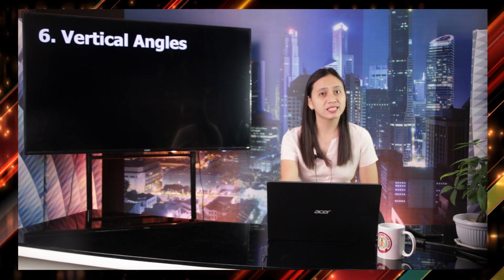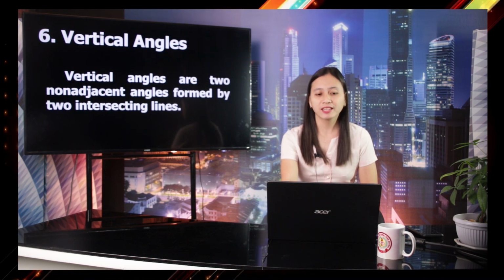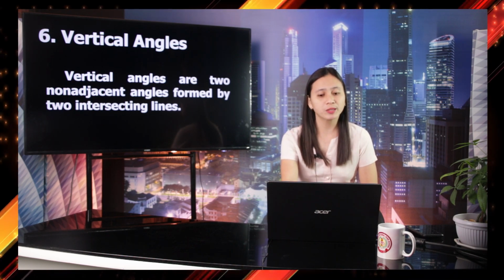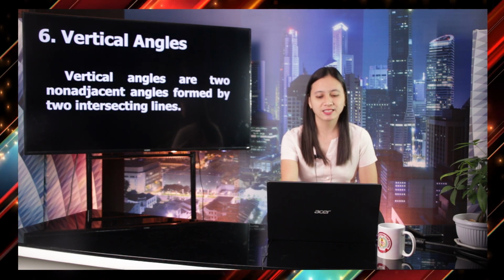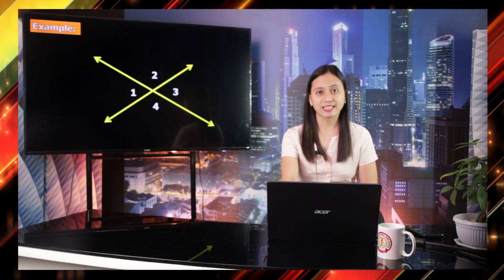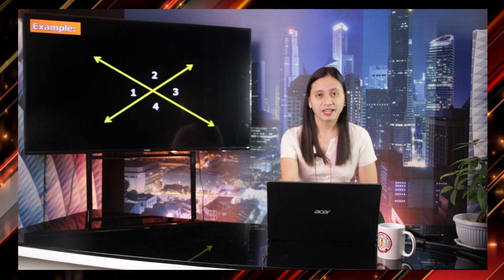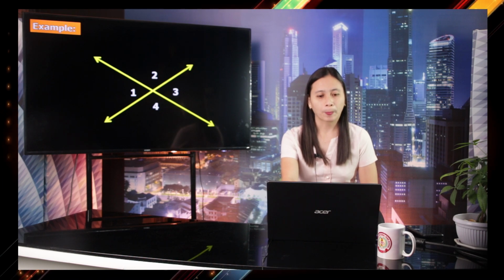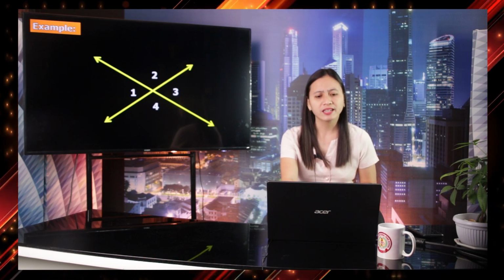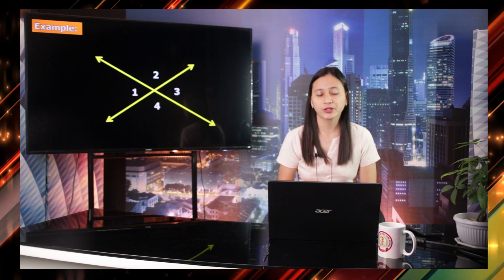Next is vertical angles. Vertical angles are two non-adjacent angles formed by two intersecting lines. For example, we have two intersecting lines. Angle 1 and angle 3 are non-adjacent angles. Why do we say that they are non-adjacent angles? Now, remember that adjacent angles should have a common vertex, a common side, and no common interior points.